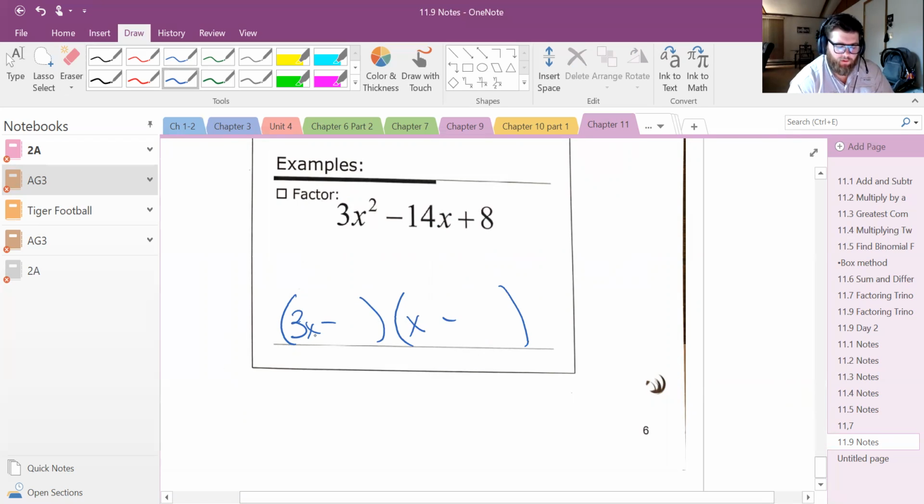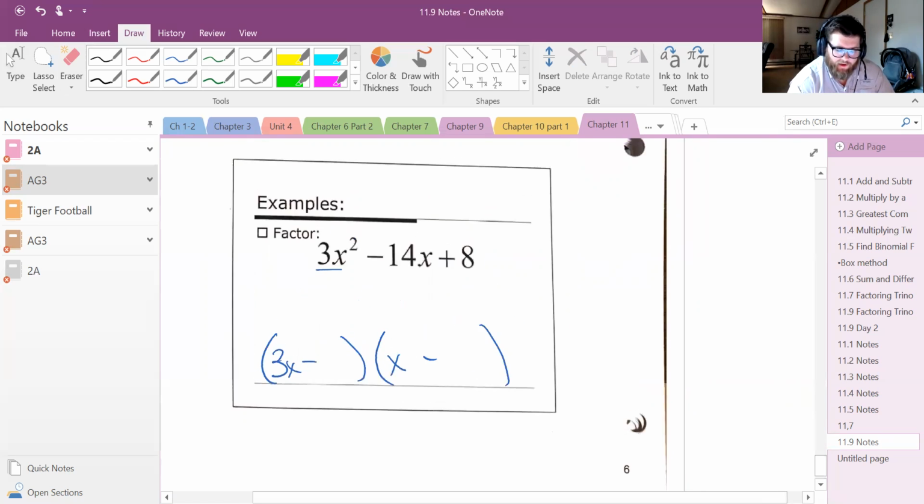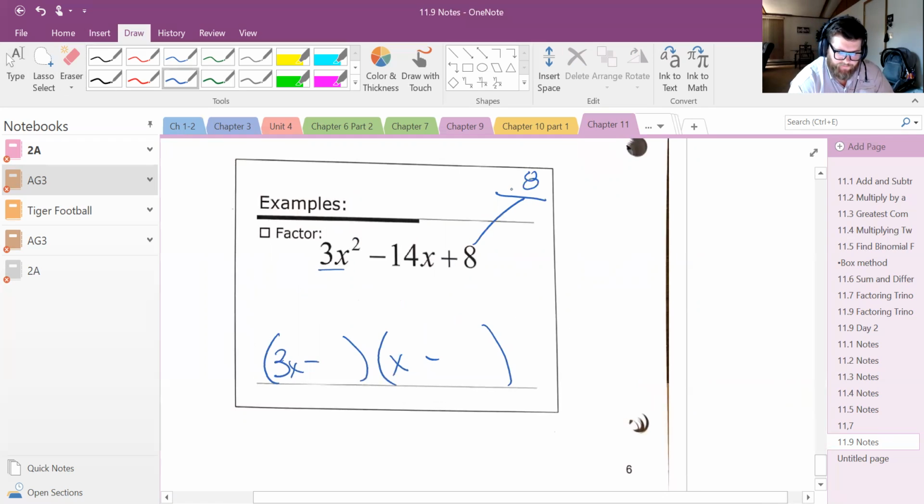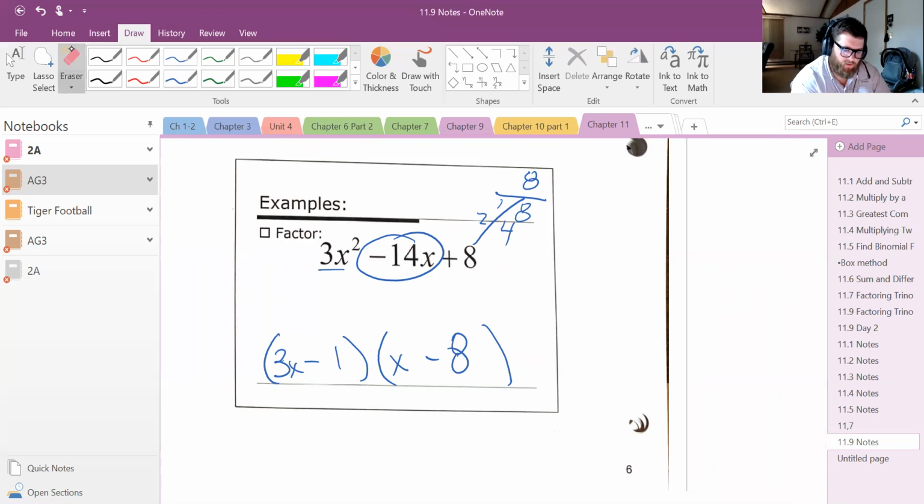Okay, so 3 times x is going to give me a 3x squared. Now I need to look at the factors of 8. 1 and 8, 2 and 4. I need to get to negative 14x. So let's just plug 1 and 8 in. Is that going to work? No. 3 times 8 is 24, minus 1x is going to be negative 25x. That's not going to work.